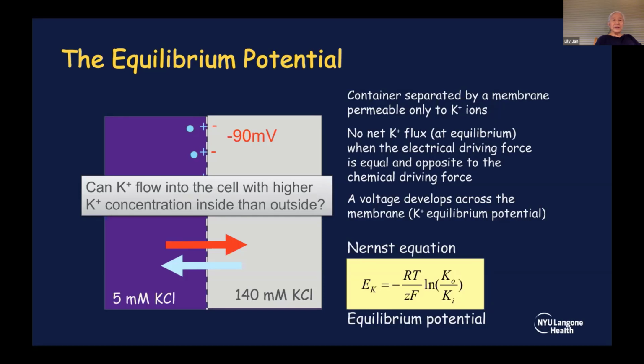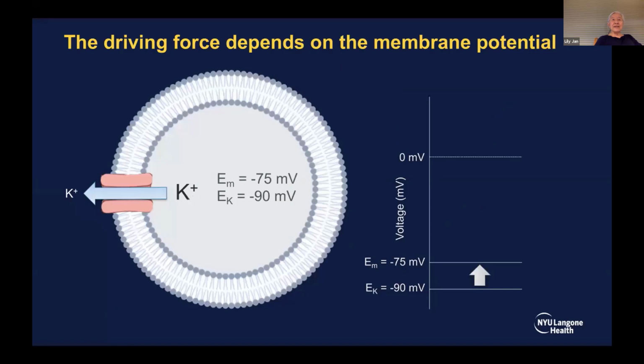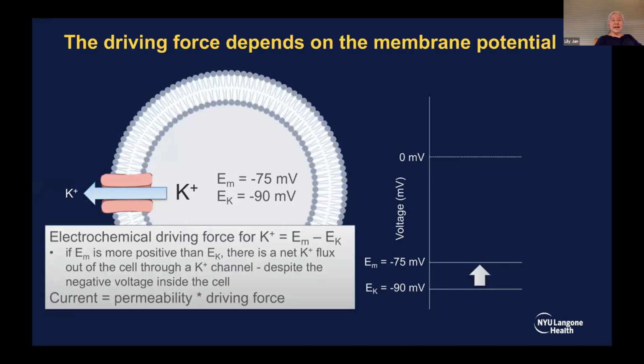So typically, potassium concentration is high inside the cell. Can potassium flow into the cell even though the concentration is higher inside? Well, which way the net flow of potassium will be depends on the electrochemical driving force. And that is the difference between the electrical potential across the membrane and the potassium equilibrium potential.